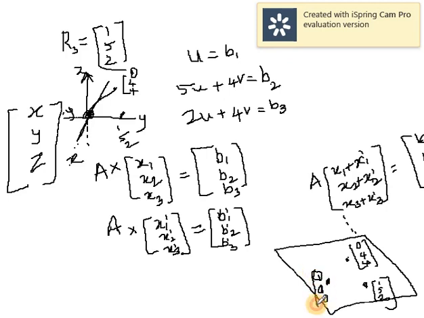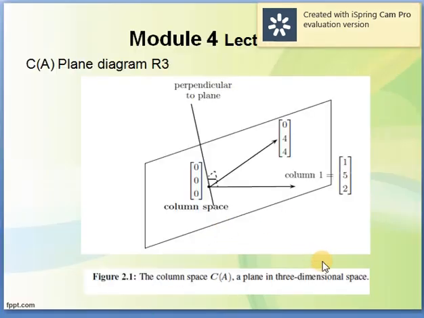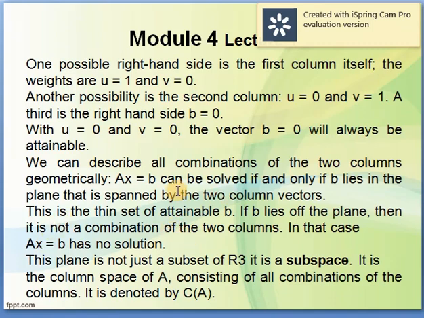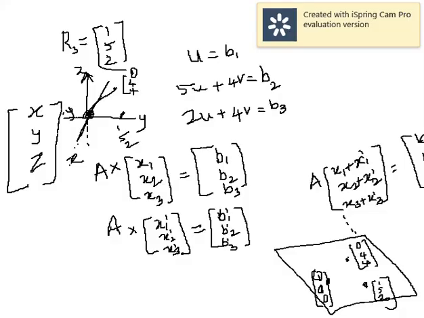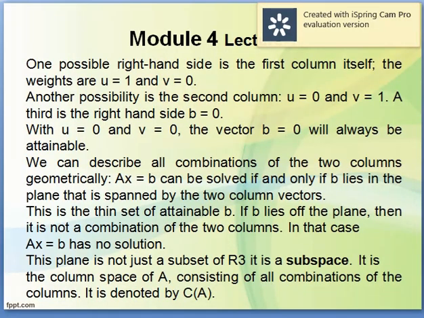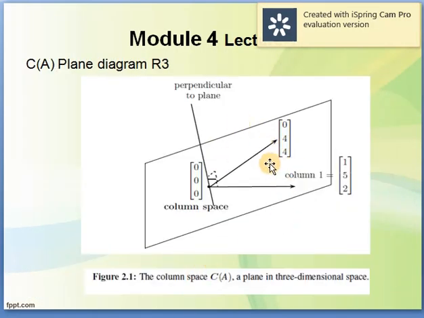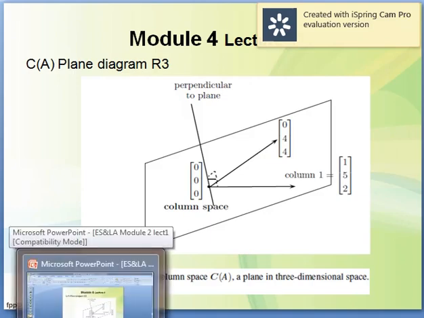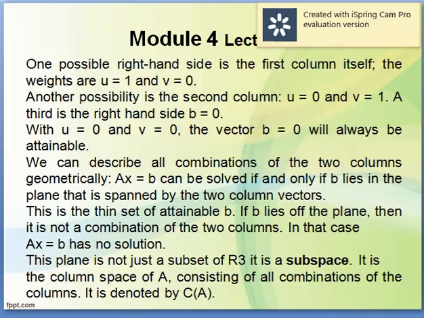Then the solution of ax is equal to b is possible. The equation ax is equal to b can be solved if and only if b lies on that plane. If it is lying over this range, it is there in this range. If it is not lying on this plane, then certainly it is not the solution of that ax is equal to b.